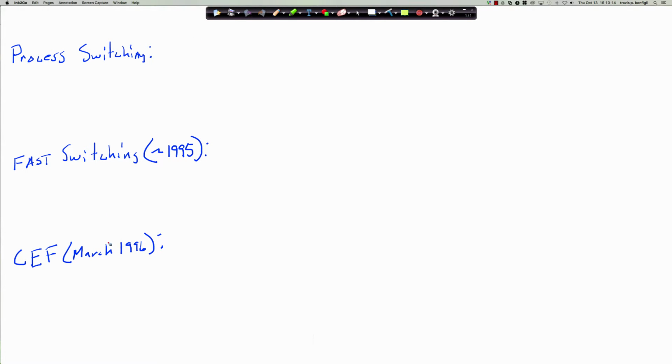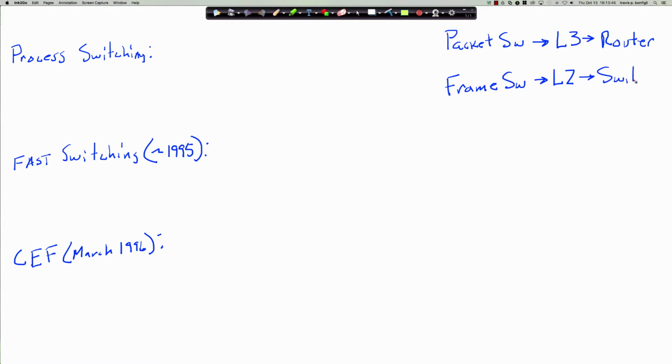So let me go ahead and jump to this here. We've got process switching, fast switching, and CEF. We're going to talk about these. But remember that packet switching, and I'll just put SW, packet switching is layer 3, and this happens inside of your router, right? And then we've got frame switching. And remember that frame switching is a layer 2 function, and that's going to take place inside of your switch.